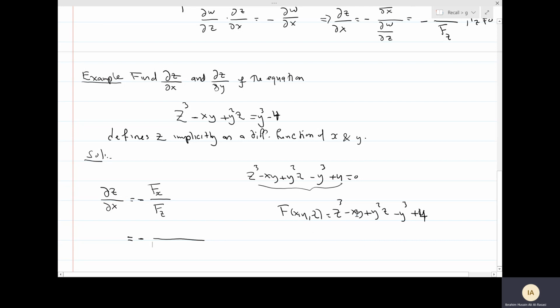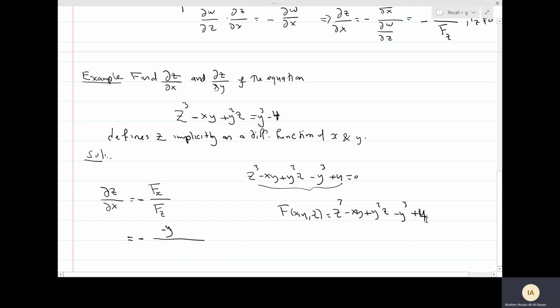So what is f sub x here? Z cubed becomes 0, minus xy with respect to x will be minus y, plus y squared z, derivative with respect to x is 0, the same thing for y cubed, the same thing for 4. So the derivative with respect to x is 0, over derivative of f with respect to z.